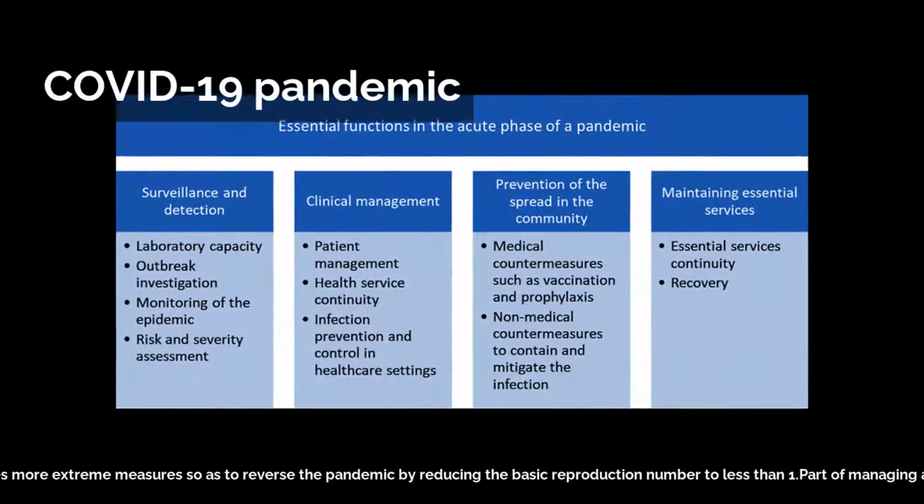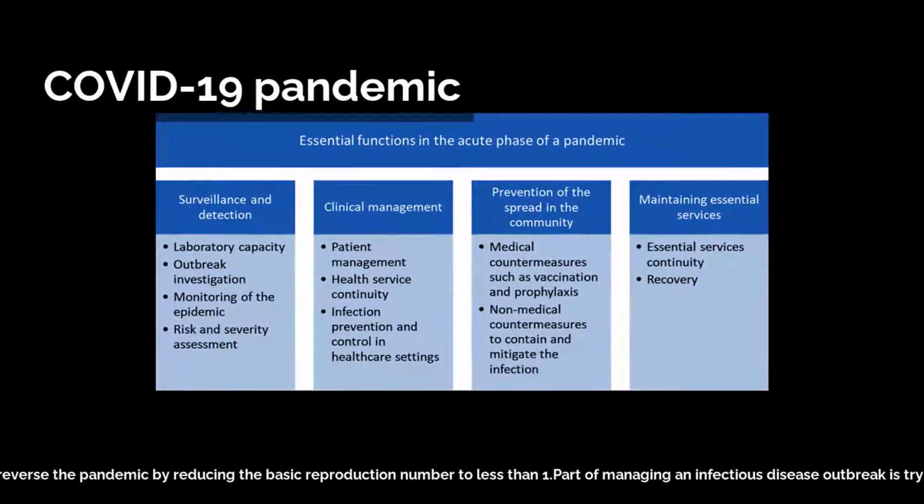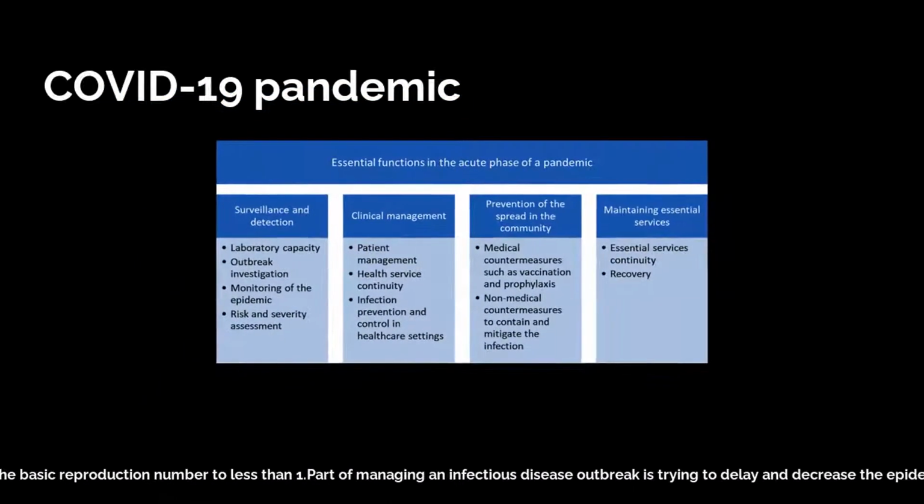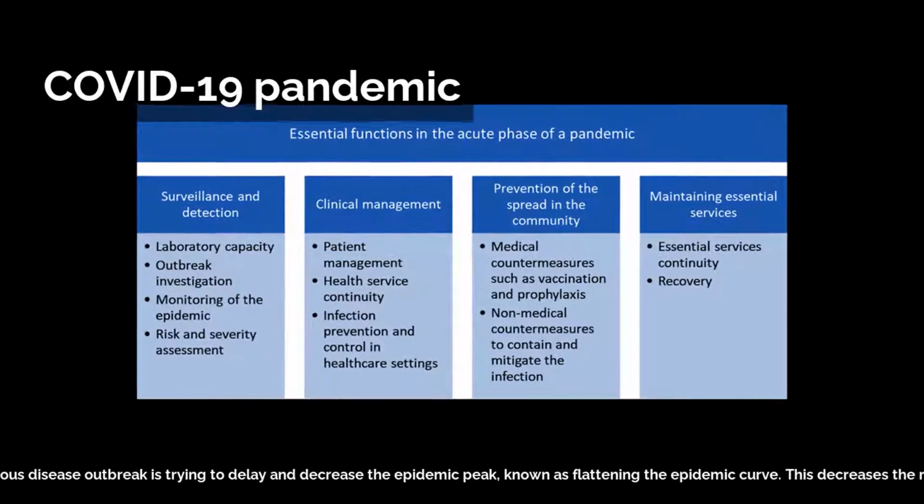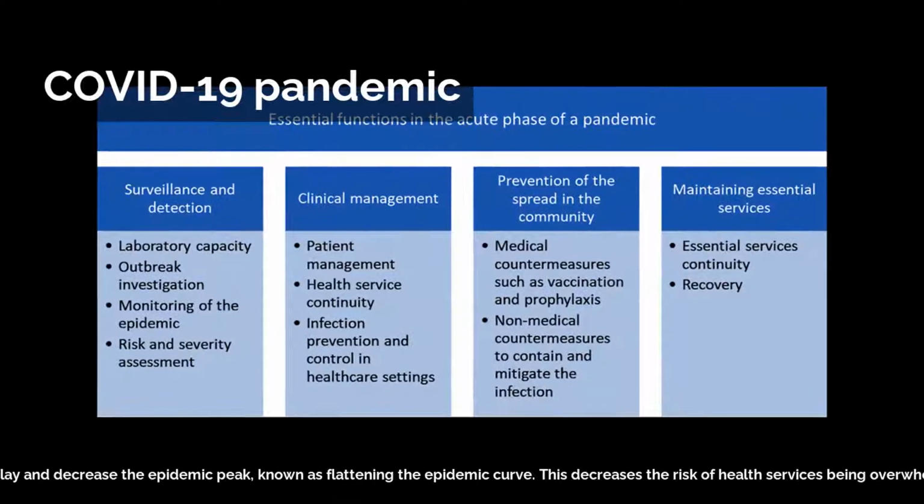Part of managing an infectious disease outbreak is trying to delay and decrease the epidemic peak, known as flattening the epidemic curve. This decreases the risk of health services being overwhelmed and provides more time for vaccines and treatments to be developed.